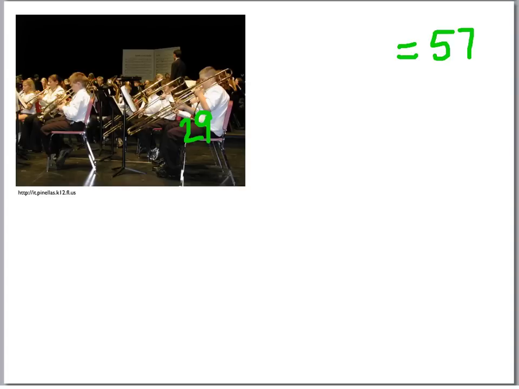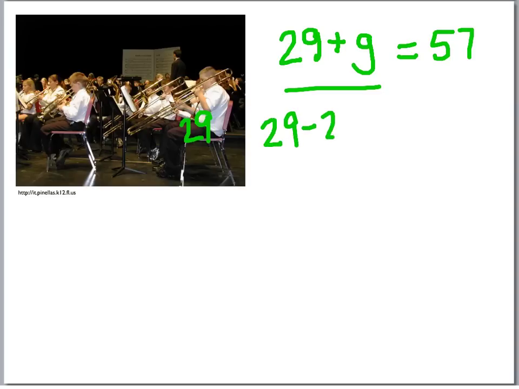So something equals 57. So we have 29 plus, let's say G, equals 57. So how are we going? Well, let's go ahead and leave the G on the left side here. So how can we get rid of that 29? We get a plus 29 there. So we're going to get a minus 29. So let's do 29 minus the 29 plus the G equals 57 minus 29.